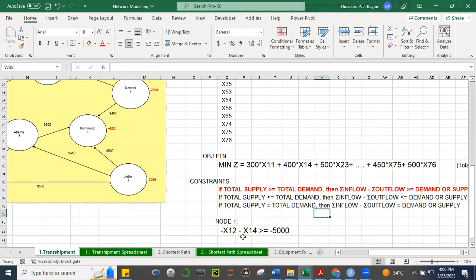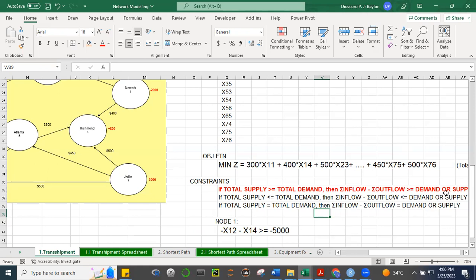Okay, so this is the constraint for node number 1. Negative X12, why is it negative? Because the formula is inflow minus outflow. So you subtract all the outflows and add all the inflows. And it's greater than or equal to, why greater than or equal to? Because the total supply is greater than or equal to the total demand. Then the formula for the constraint is summation of inflow minus summation of outflow is greater than or equal to demand or supply.